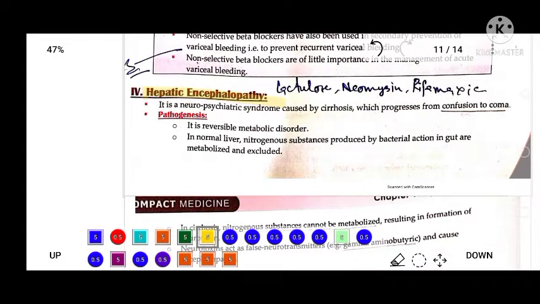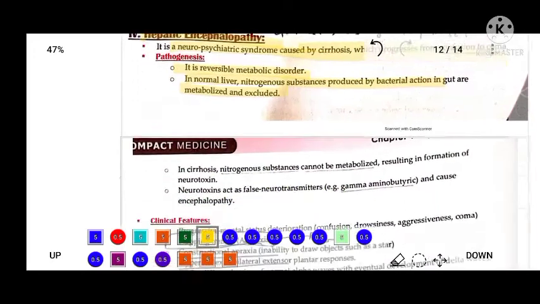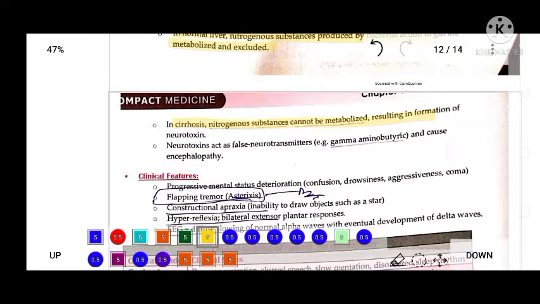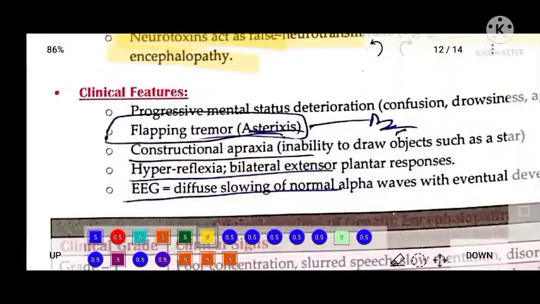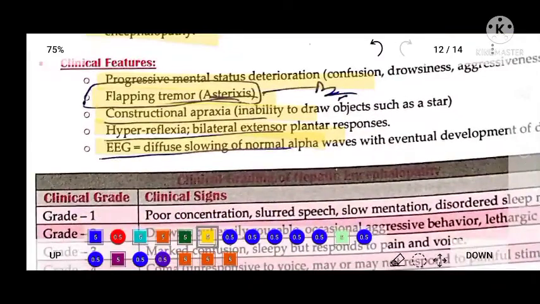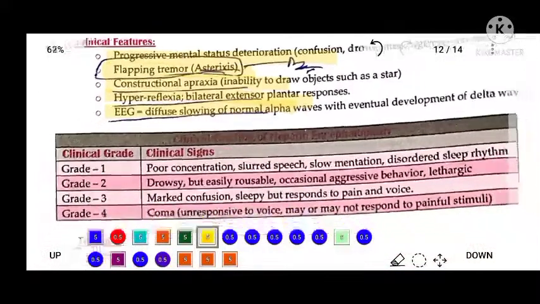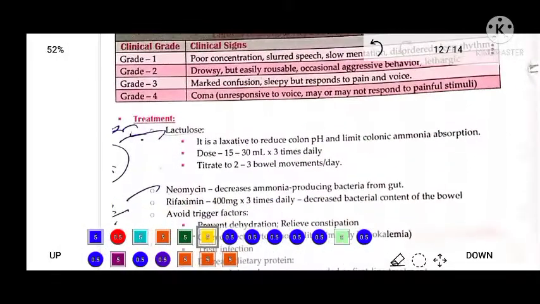And another complication is hepatic encephalopathy. It is a neuropsychiatric condition because of cirrhosis. In this patient, it is a reversible metabolic disorder. In a normal liver, nitrogenous substances produced by the bacterial gut flora are metabolized, but in cirrhosis, nitrogenous substances cannot be metabolized, resulting in formation of neurotoxins, and those neurotoxins act as false neurotransmitters and can cause encephalopathy. Clinical features will be progressive mental status deterioration, asterixis, constructional apraxia, hyperreflexia, and EEG shows diffuse slowing of the normal alpha wave and eventually development of the delta wave. So in this way this occurs.